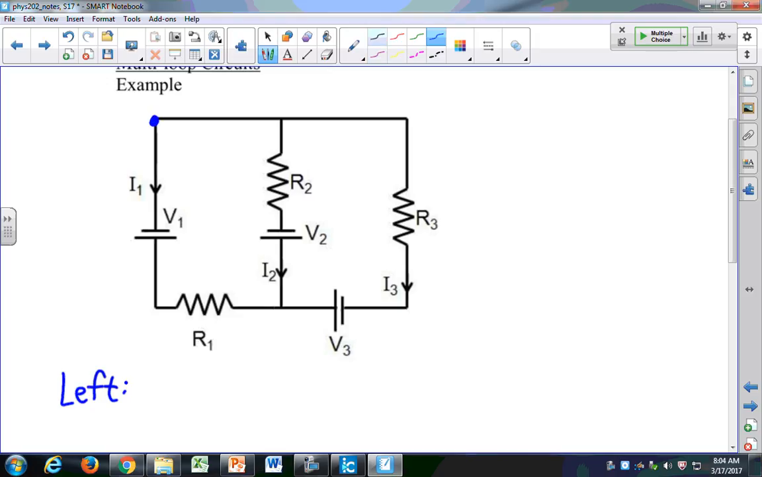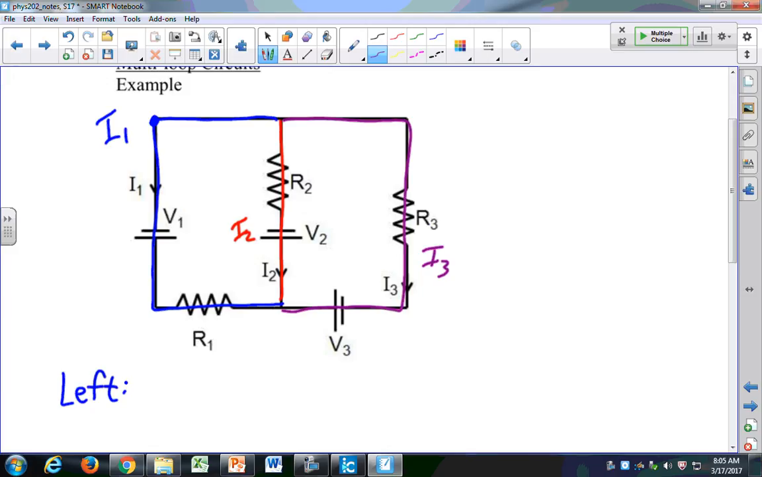Okay, I'm going to start here. Notice that I've already chosen the directions of the current. Let me point out that too. Notice that we have 3 distinct currents here too. I have I1. That's I1. I have I2. That's I2. And then I also have I3. Notice I have 3 distinct currents.